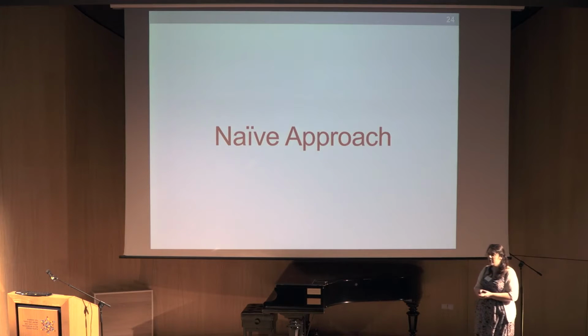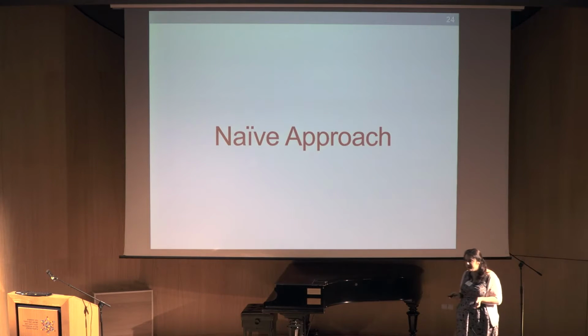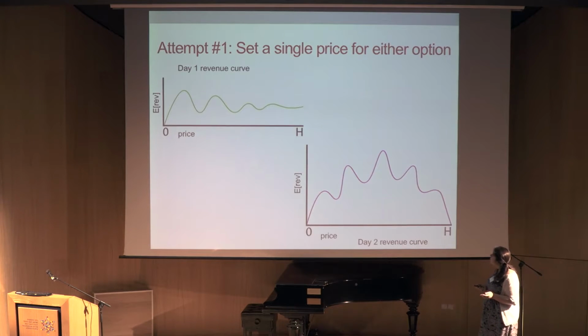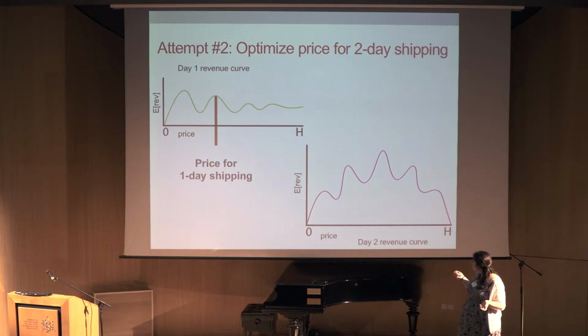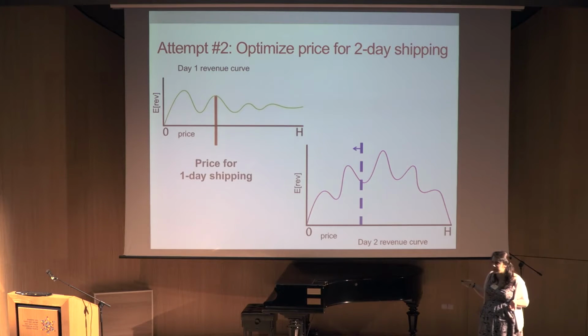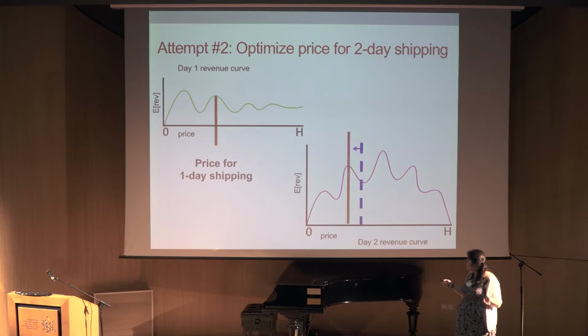Okay, so let's discuss a quick naive approach of how you might start trying to solve this problem. One thing you might do is you might just say, okay, what if we just optimize them together and try and set a single price for both days? So you do this, and sometimes this is optimal, but sometimes it's not. Sometimes you can further optimize day 2 and say, okay, I'm setting this price on day 1.